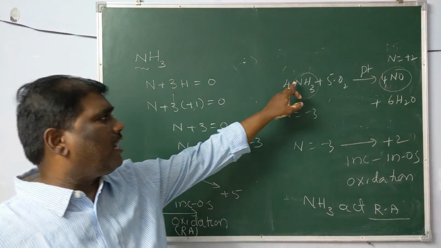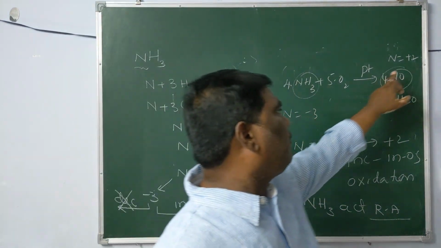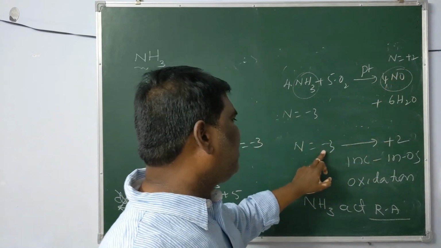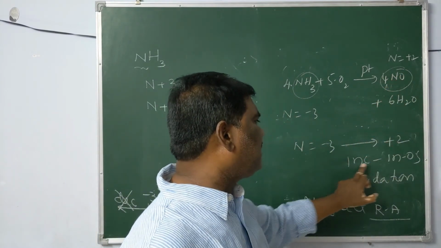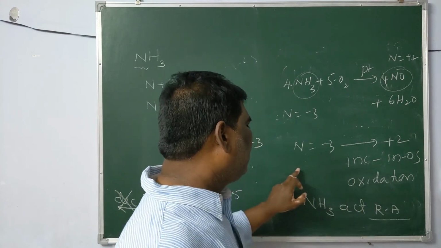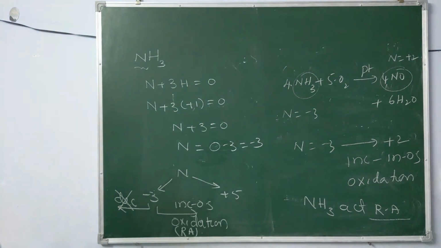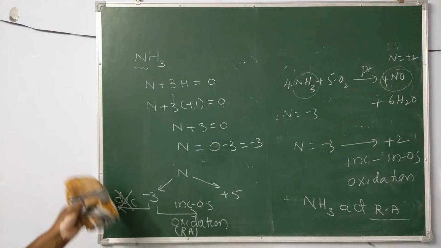In this reaction, nitrogen oxidation state changed from -3 to +2. -3 changing into +2 means increase in oxidation state. This is the oxidation reaction. Thus the species acts as reducing agent.